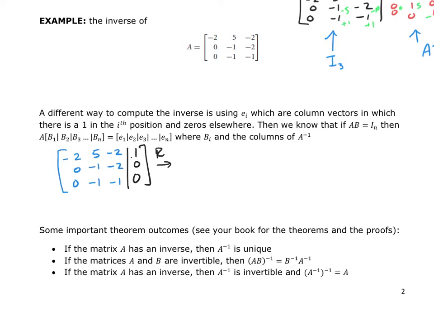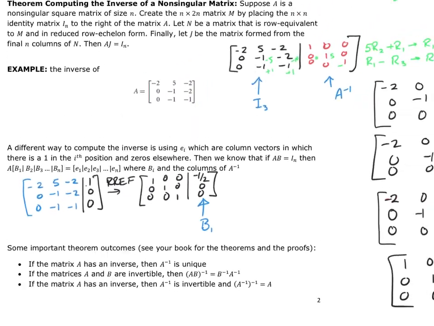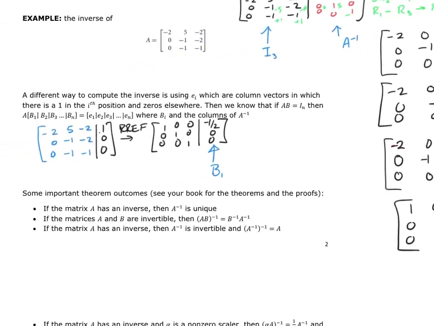Now I'm going to RREF this. And I get this matrix, which is 1, 0, 0, 0, 1, 0, 0, 0, 1, and then my augmentation is negative 1/2, 0, 0. And this is the first column of my inverse. We call this B sub 1. This is the first column of my inverted matrix, and you notice, bam, we got it right there.